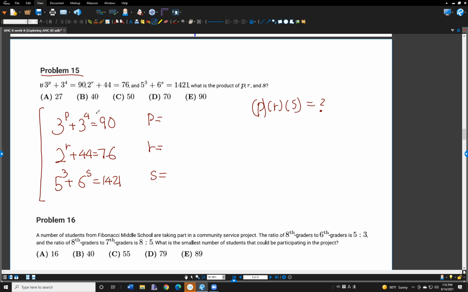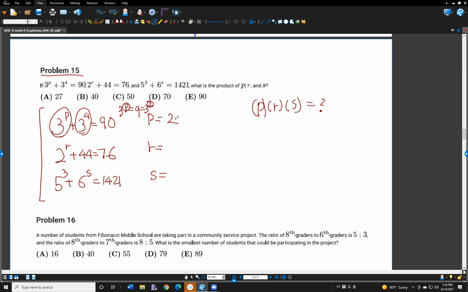What is the value of P over here? 3 to the fourth power is how much? 81, right? 3 times 3 times 3 times 3 equals 81. So 3P equals how much? 90 minus 81 is 9, right? 9 is what? 3 squared, isn't it? So P is 2. This is the way. Okay, find out the rest, R and S.